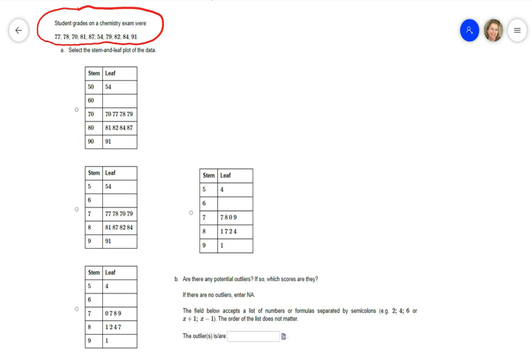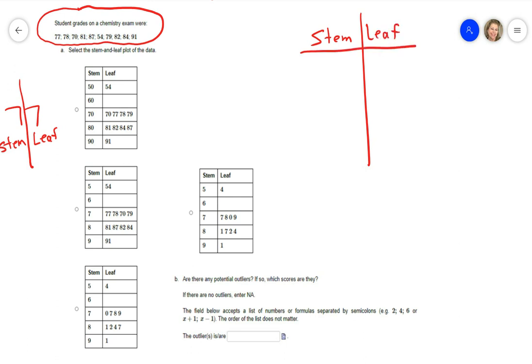This is easy because every single data value is a 2-digit number. So for example, the 77, the very first one, I would divide it right here. I would make the 7 in the tens position my stem and the 7 in the units position my leaf. So here we go. Stem, leaf.